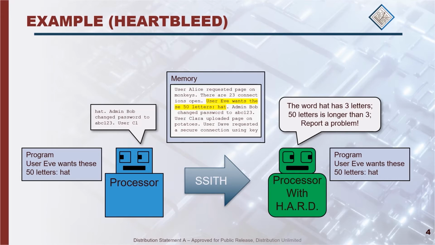So in the example on the left, the processor would get the request for user Eve wanting 50 letters for the word hat. The processor doesn't know any better. It would go to memory and start with the word hat and then return 50 letters. In this particular example, it would also return some sensitive information where Bob had changed his password and what to change the password to. Now, what we're hoping to do with SITH and the HARD approach is to give that processor the awareness that 50 letters is definitely a lot more than the 3 letters that the word hat has, and report a problem to the rest of the system.